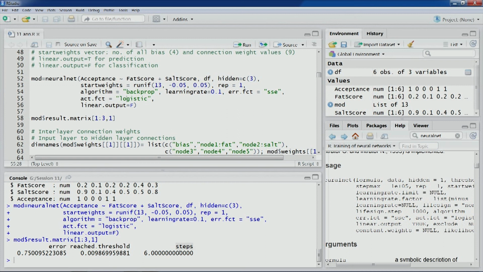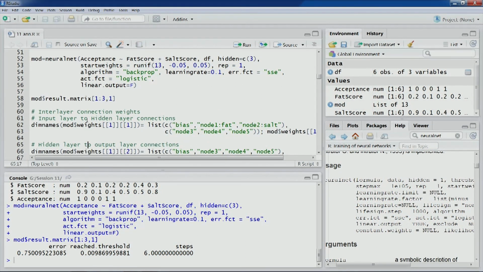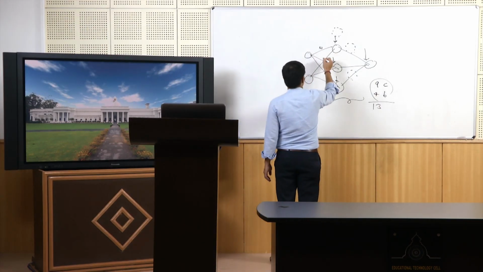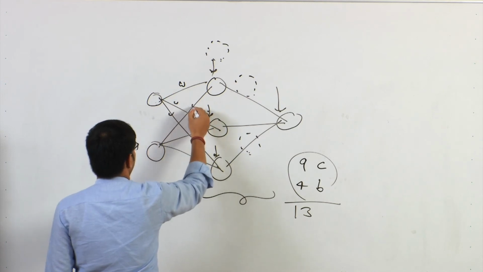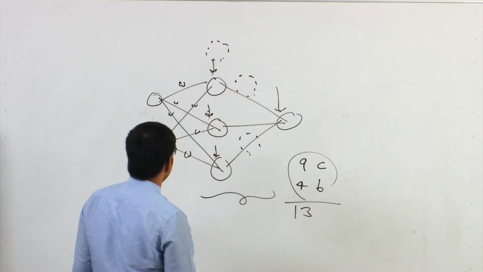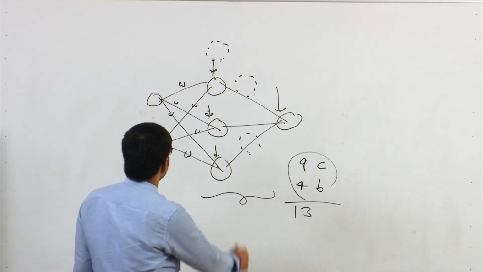So in this particular case only 6 steps have been used. Now let's move forward. The next thing that we would like to understand is the interlayer connection weights, which is nothing but the information about these values. So these are some of the weights. We would like to see, from the final model that we have, what these values are.